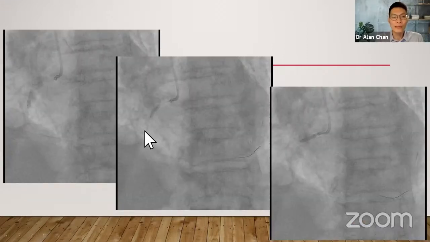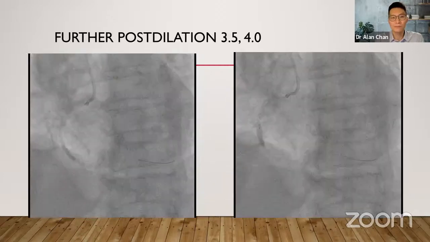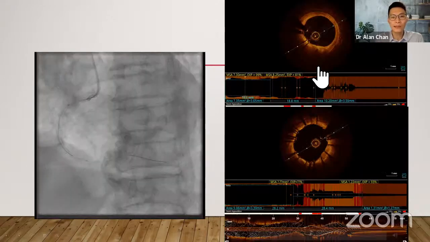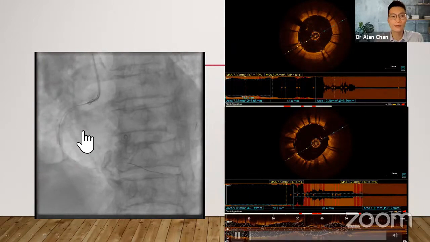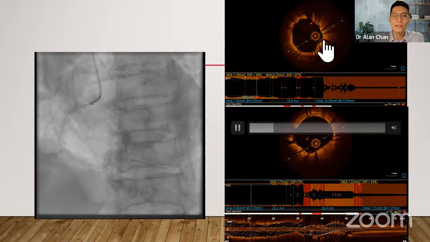So this is the NC balloon. You can see it beautifully get dilated, and you get the 2.35 stent from the mid distal all the way to the ostium. After stenting, further post-dilatation, and this is the final OCT run. You can see this is still a saline run, but you get a good image because of the RCA.